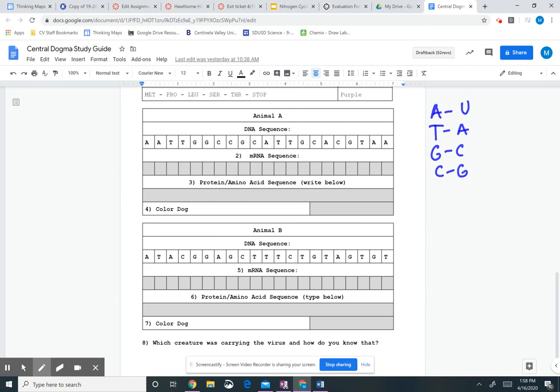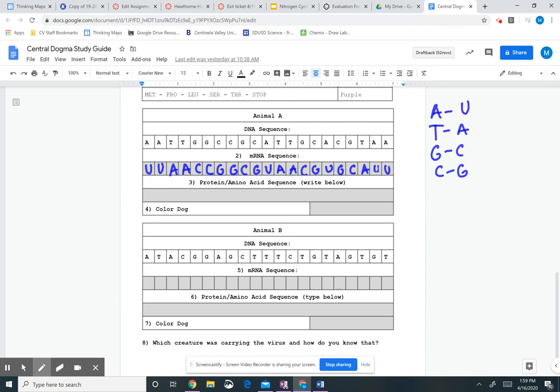So what you do is you go down and we're talking about this mRNA sequence. A goes with U, T goes with A, C, C, G, G, C, G, U, A, C, G, U, G, C, A, and U. So that would be your mRNA sequence.